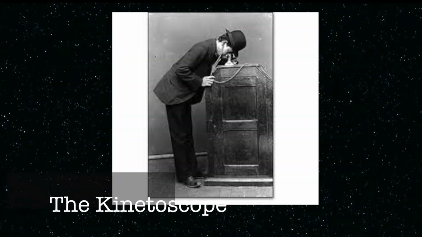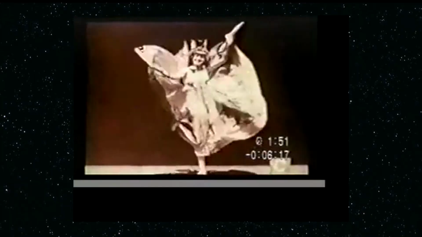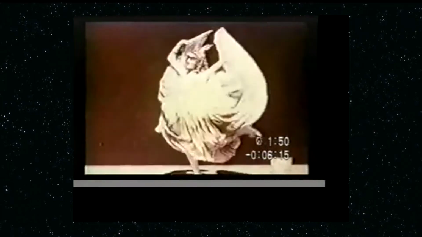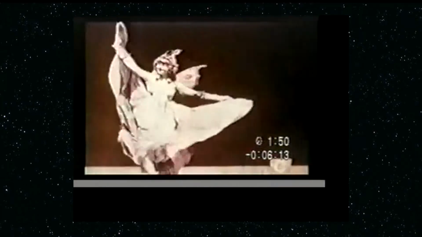The start of cinema really began with the kinetoscope. It's the first device to exhibit footage to be viewed individually. It would have a small film inside which would only play over and over. It wouldn't stop or be rewound.